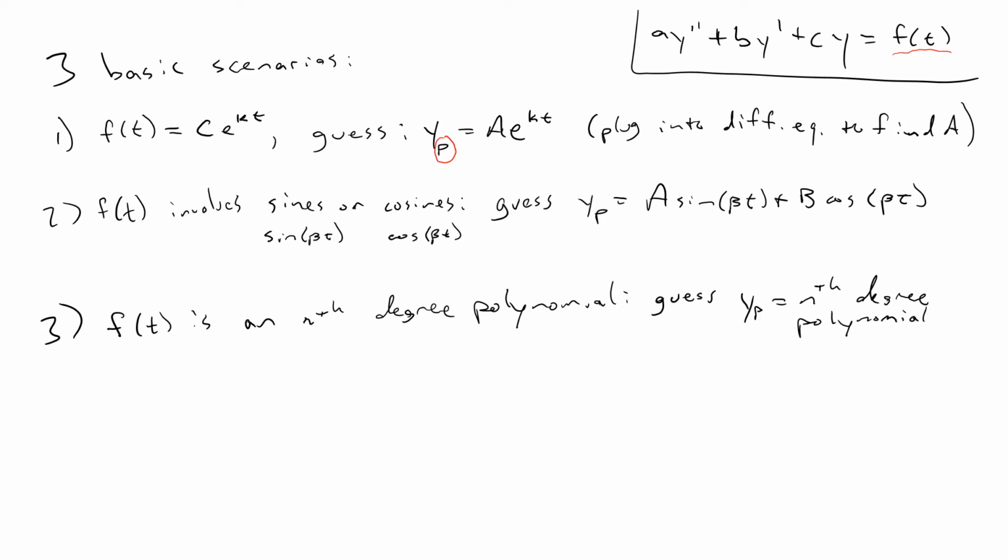Now, if I look at the function f of t on the right-hand side of this equation, and that function is some kind of exponential function, then it makes sense that my solution will also be some kind of exponential function. So I make this guess that the solution is some number a times e to the kt, and then my goal is to plug this function a e to the kt into the differential equation and see if there's some number a that makes it work. If it works, great. If it doesn't work, then there are other things we can do to try to figure out a solution.